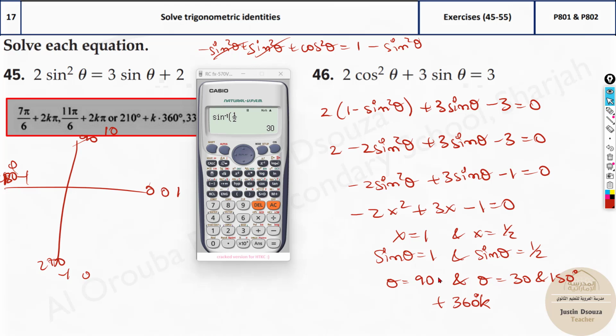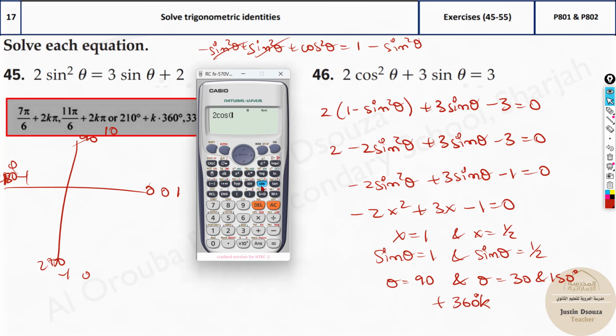How do you check? Now, we got three answers. We cannot be 100% sure that all these three are correct because there's quadratics involved. Extraneous solutions might occur. So, what is the easy method? Get all the trigonometric functions to one side. Here it's easy. Just take the left side and type it in the calculator.